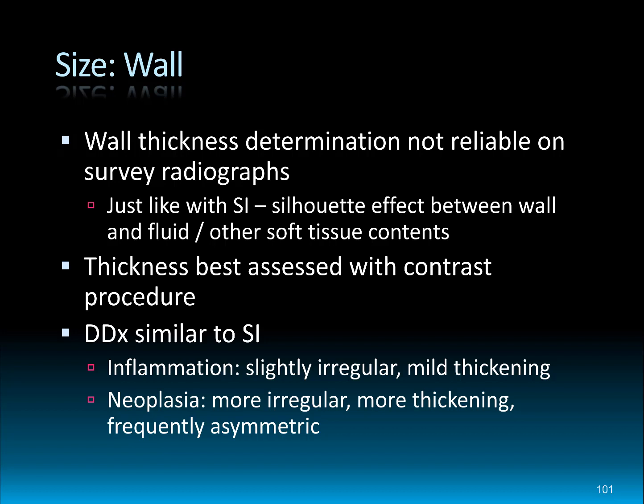If the wall is thick, your differential diagnosis list is going to look similar to what it would look like for the small intestine. Inflammation, neoplasia, the thicker it is, the more likely it is to be neoplastic. The more irregular it is, the more likely it is to be neoplastic.